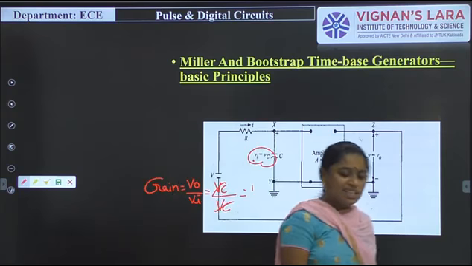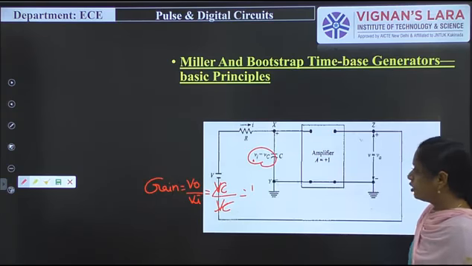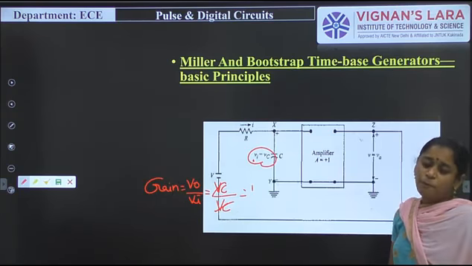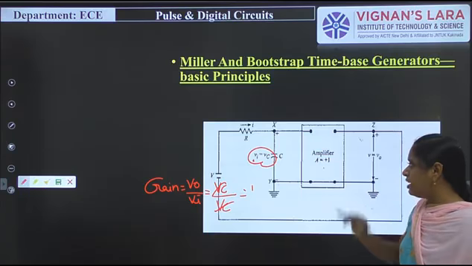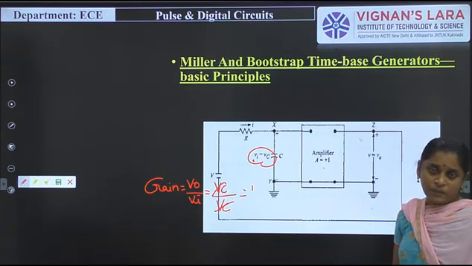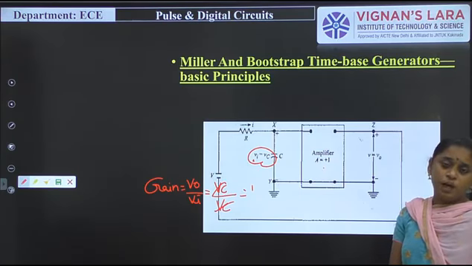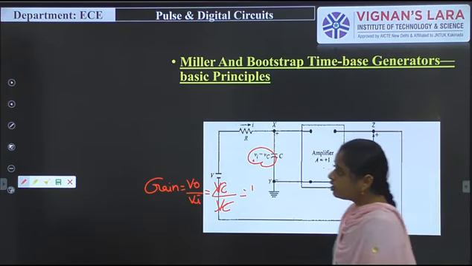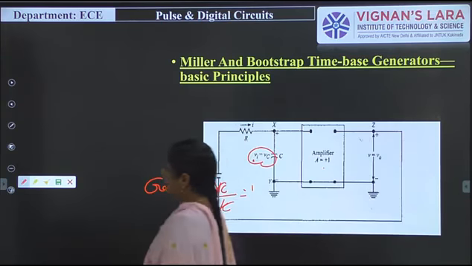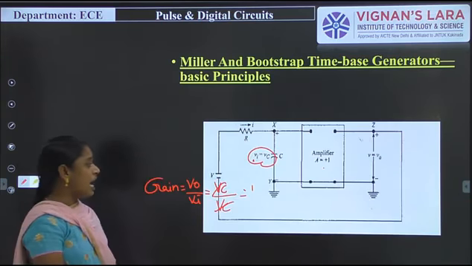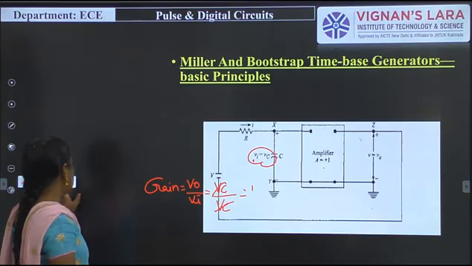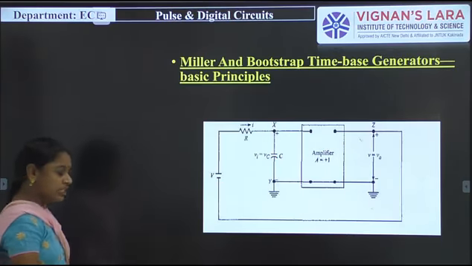So that is the basic thing about this bootstrap circuit. Simply we have to say that in the bootstrap circuit the gain will be 1, and in the Miller circuit the gain will be infinite. So that is the basic principle of the bootstrap and Miller circuit. Based upon that we have to design a bootstrap and Miller circuit. So let us discuss the bootstrap and Miller circuit designing.